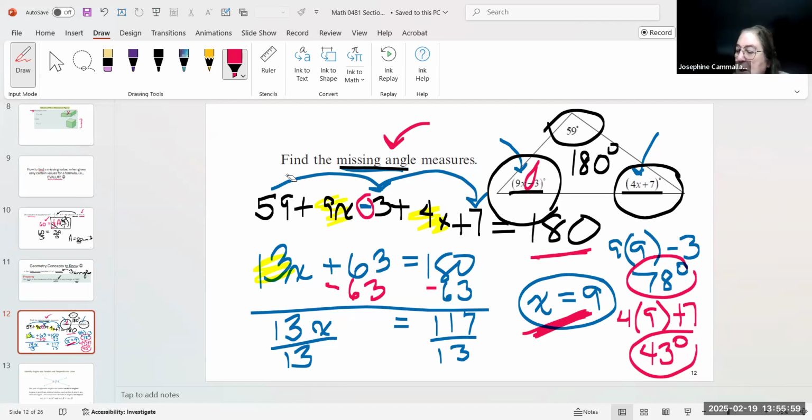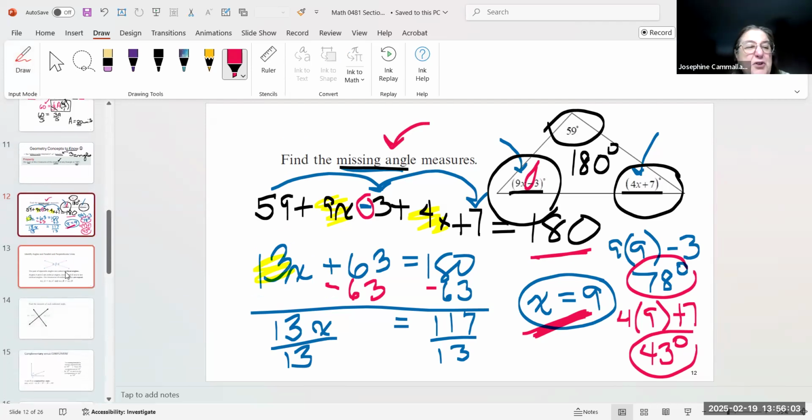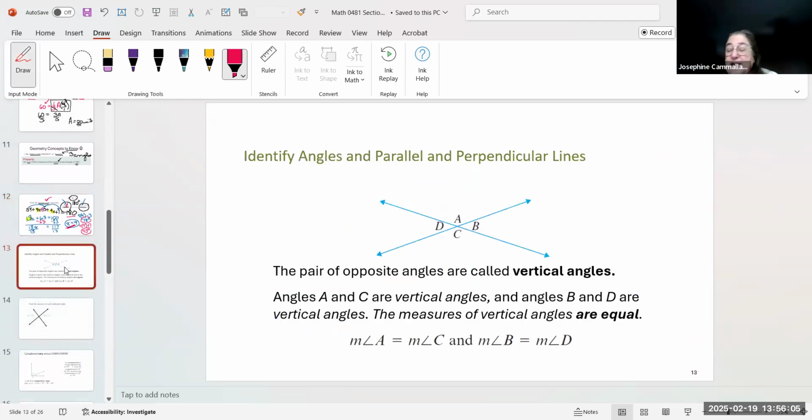Okay. Well, let's take a look at the next geometry concept. And most of this you should know pretty well. We are looking at what they call vertical angles. Now, vertical, do you see this little V? Basically, we are putting two lines and intersecting them, and we're creating V's.